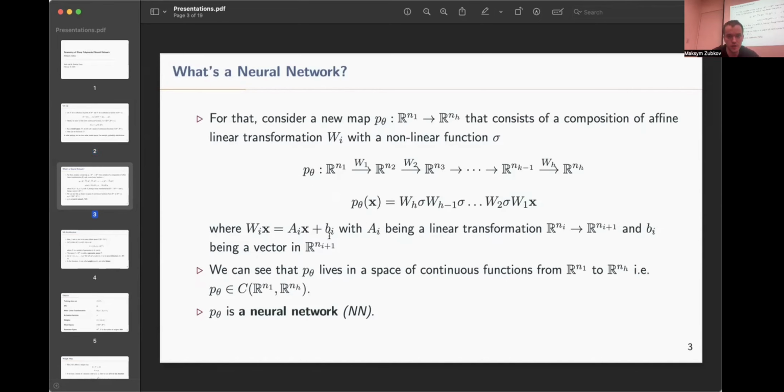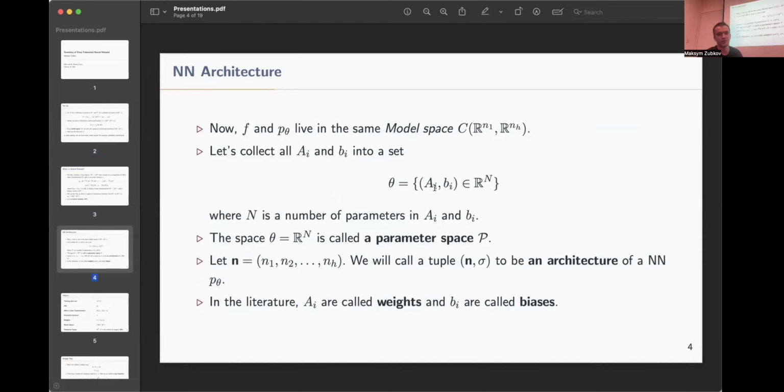In our original definition, we have linear transformations A_i and our shift vectors b_i. I can collect them together, and you can think of them as a column vector. I will call them parameters, parameters A_i and b_i. In the literature, people usually call A_i weights and b_i biases, but I just call them all weights because they're all important. This is going to be a parameter space, whose dimension is how many weights we have. Since we have multiple layers, I will indicate it by this vector.